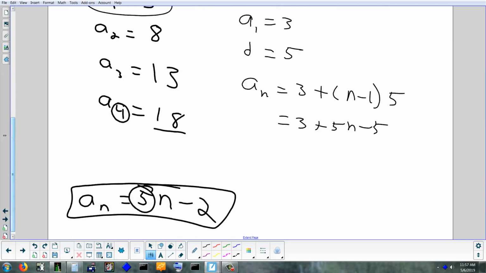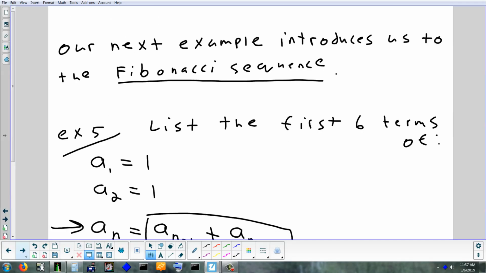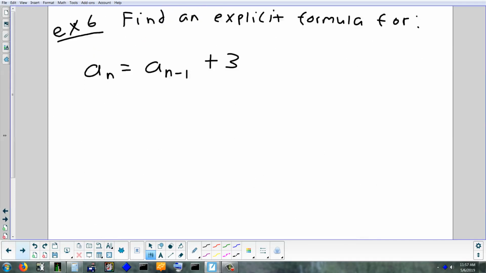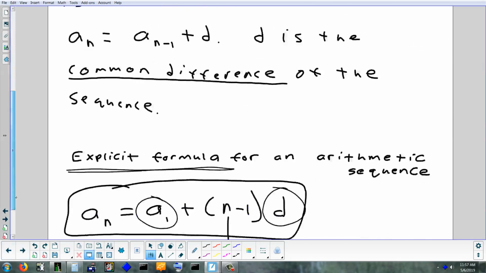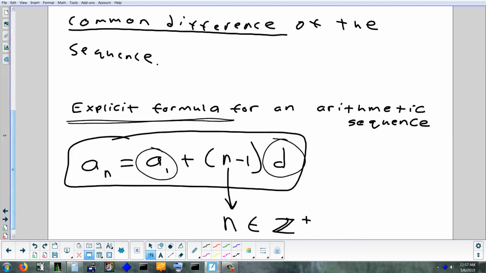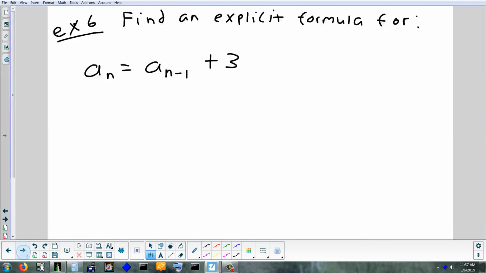You get 3 plus 5n minus 5, and then combine like terms: 5n minus 2. So it gives you a very mechanical way to find the formula without trying to guess. If it's arithmetic. Not every single problem is arithmetic. So let's try it on this one.